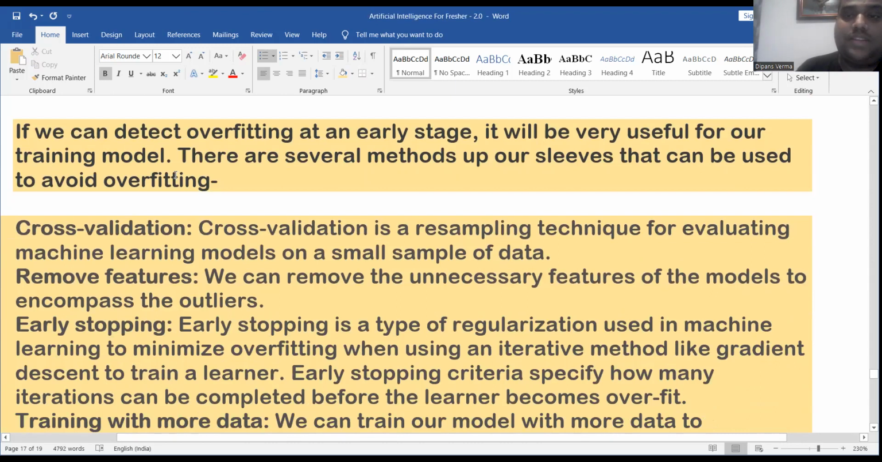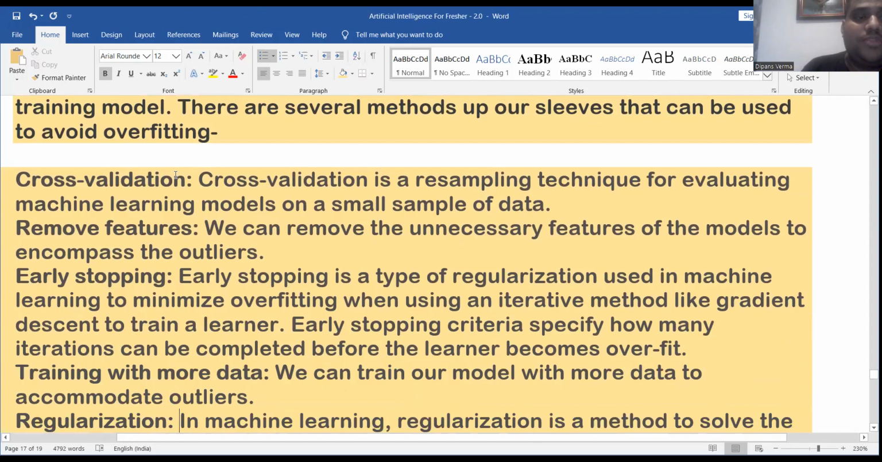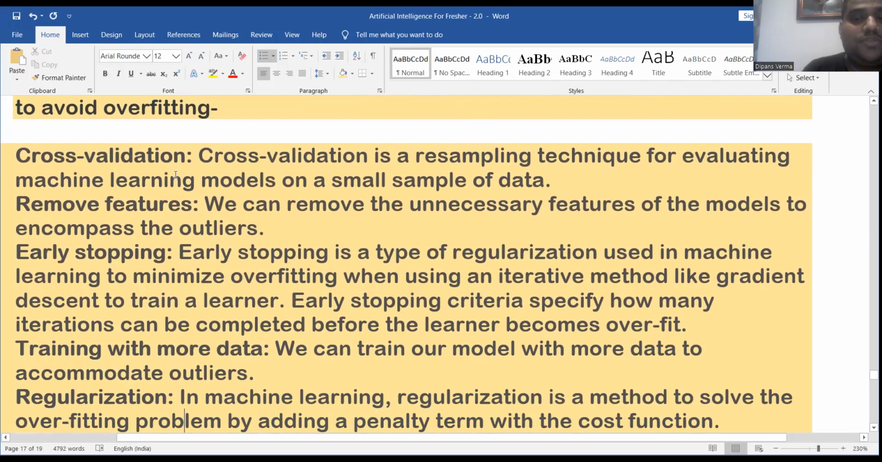Parameter sampling is a technique for evaluating a machine learning model on a small sample of data. Remove features: we can remove the unnecessary features of the model to encompass the outliers. Early stopping is a type of regularization used in machine learning to minimize overfitting when using an iterative method like gradient descent to train a learner. Early stopping criteria specify how many iterations can be completed before the learner becomes overfit.